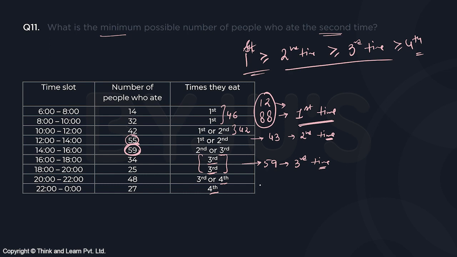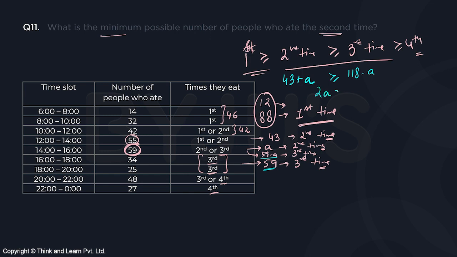So to minimize the people eating for the second time, let us assume from these people, A of them ate for the second time. So automatically I can say 59 minus A ate for the third time. I hope you got my point. Let us assume A people here ate for the second time and 59 minus A eat for the third time. So number of people eating for the second time according to this is 43 plus A, and number of people eating for the third time is 59 minus A plus 59, that is 118 minus A, and I want that 43 plus A should be greater than or equal to 118 minus A.